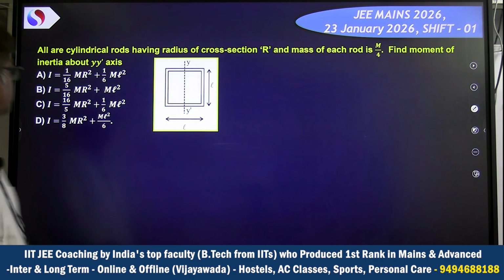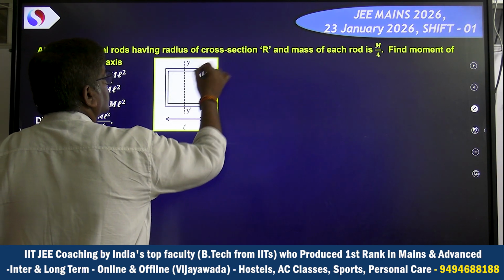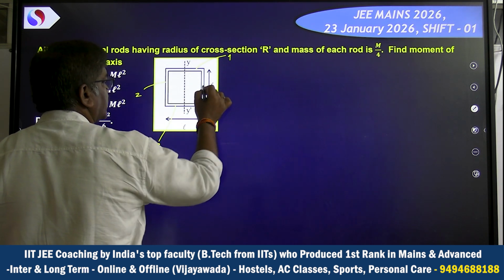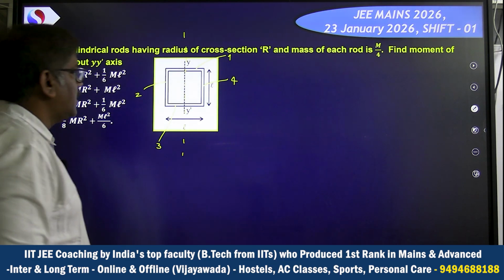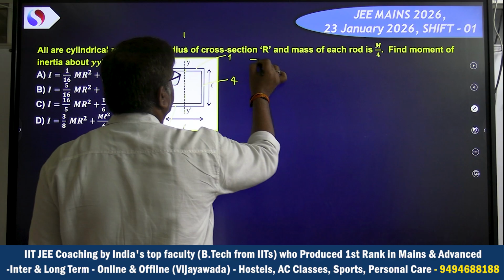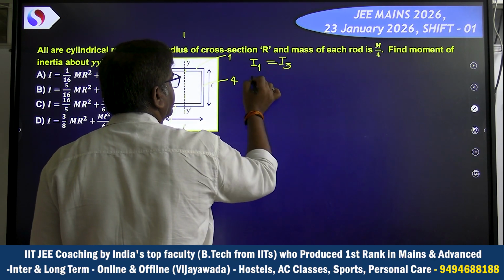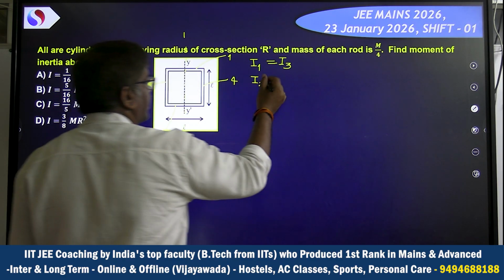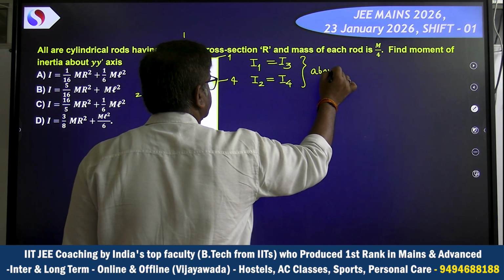The moment of inertia of the cylindrical rods. You first name them as 1, 2, 3, 4. If I name this as 1, this as 2, this as 3, and this one as 4, the corresponding axis will be y dash. Then about y dash, the moment of inertia for 1 and for 3 will be the same, whereas the moment of inertia because of portion 2 and portion 4 is also the same about the axis y dash.